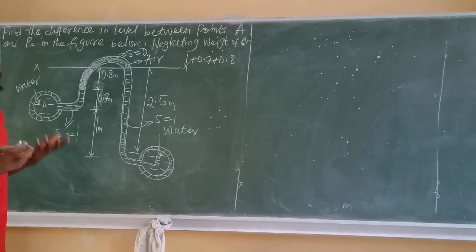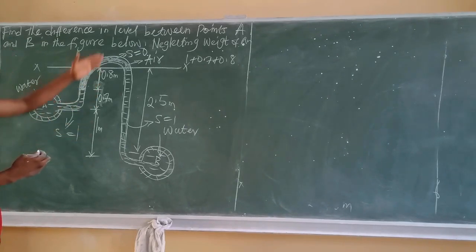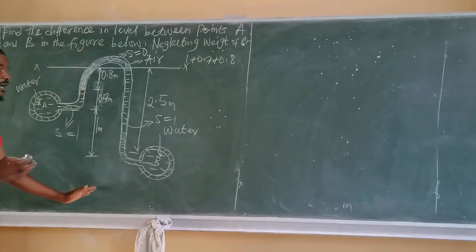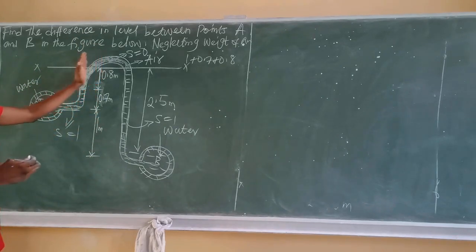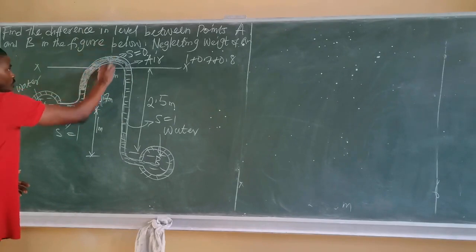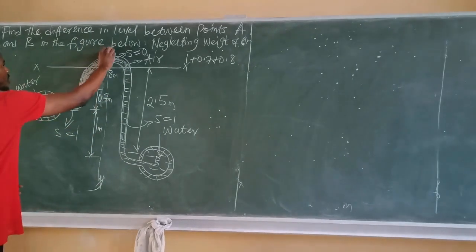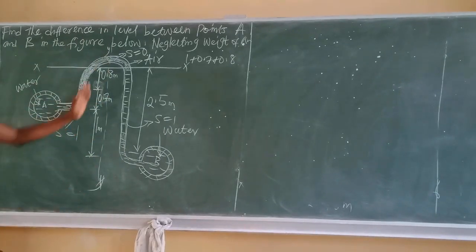Every other method of analysis remains the same. Remember, imaginatively bisect this U-tube manometer into two. That means this becomes my left hand limb, this becomes my right hand limb. So if I bisect this into two, I have something like this. Call this Y, call this Y, vertical bisection. Therefore, this becomes my left hand limb.